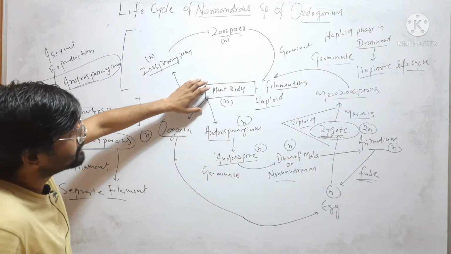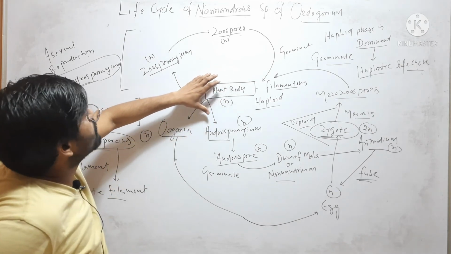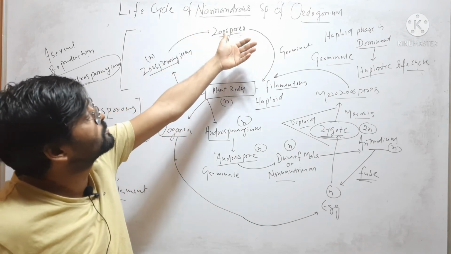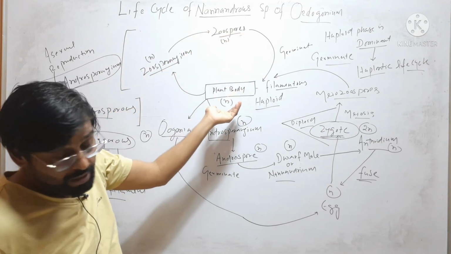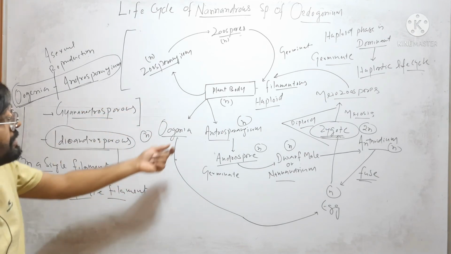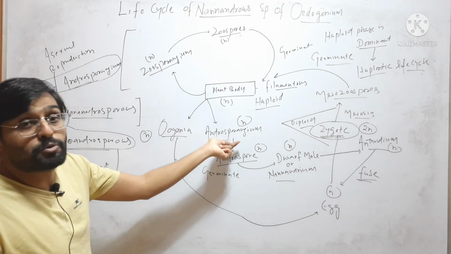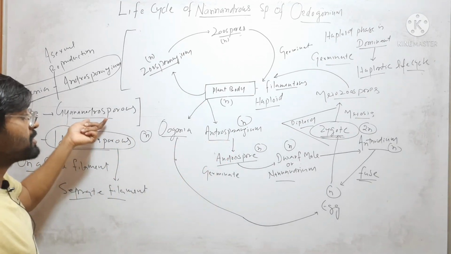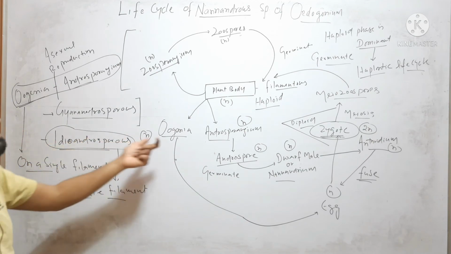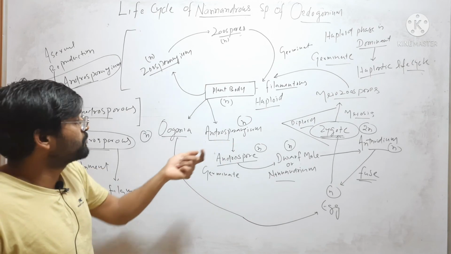So it is a plant body. Its plant body is filamentous. It is haploid. Any cell of it will form zoosporangium, and zoosporangium will form zoospores. They will germinate and further form plant body. When we talk about sexual reproduction, this plant body will produce oogonia and androsporangium. If it is gynandrosporous, then both will be on the same filament. If it is oedogandrosporous, then both will be on separate filaments.